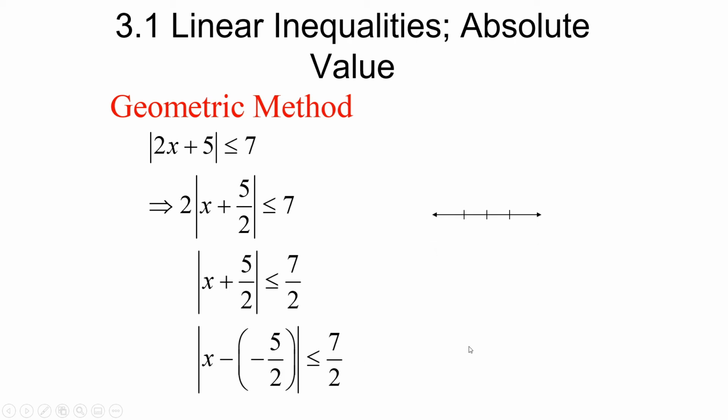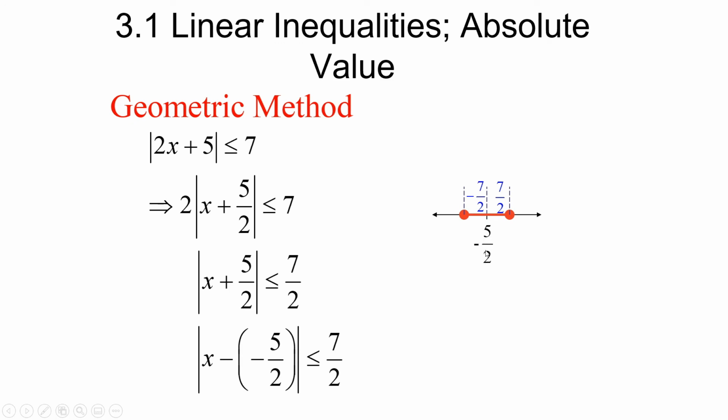So we go right to the graph, and this will be centered at -5 over 2. And then I'm going to need a number to the left of -5 over 2 that is 7 halves away, and a number to the right of -5 over 2 that is 7 halves to the right. Now those two numbers, because of the equals, are going to be solid dots, and less than or equal to. This is an and statement, right? So that means we're everything in between those two dots. Oh, beautiful.